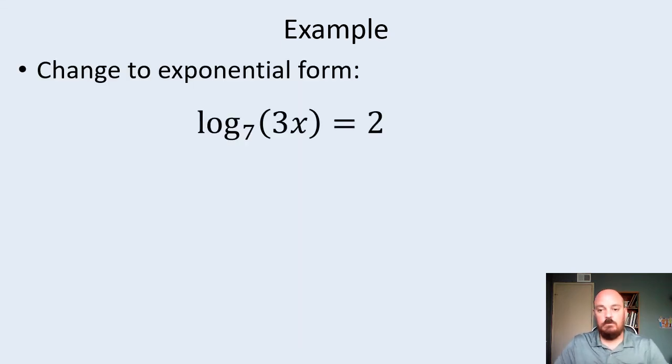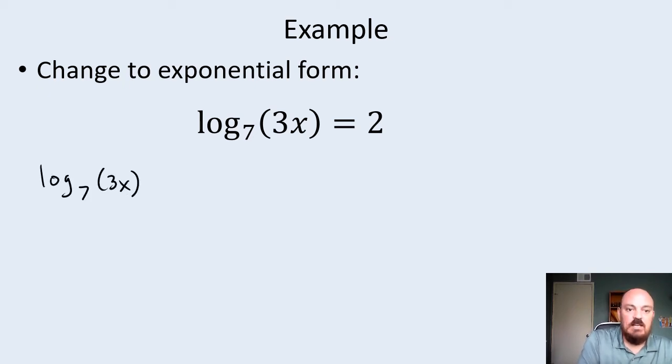So here's the other version of that question, the other direction, basically. We have a log equation, log base 7 of 3x equals 2, and we're going to change it to exponential form. So let me show you both methods again, because I really do want you guys to see both. So let me recopy the question, log base 7 of 3x equals 2.